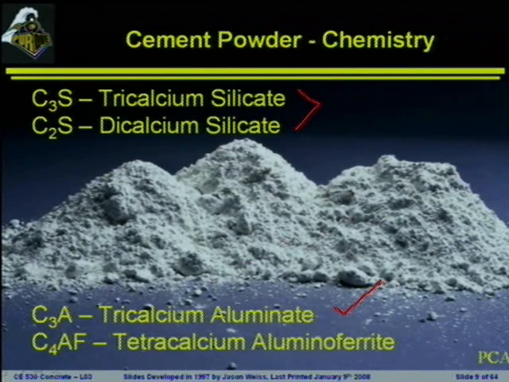a lot of other trace materials that are inside of cement, because this is a material that is being mined out of the earth. We're doing it very rapidly, so things aren't pure. There are going to be other things in the system. I'm going to focus in for this class on the main compounds that we're looking at, on the main portions of the overall chemistry.